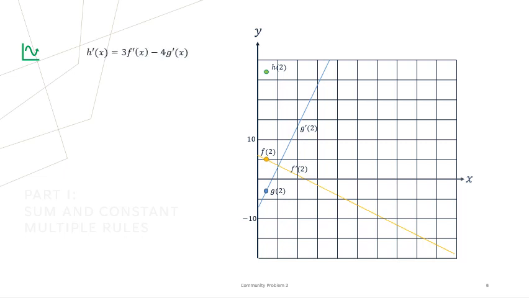Again, thanks to the sum and the constant multiple rule, we can just substitute the derivatives, which we already know. We multiply them by the constants and solve. And then, of course, I'm going to put that on the graph as well.